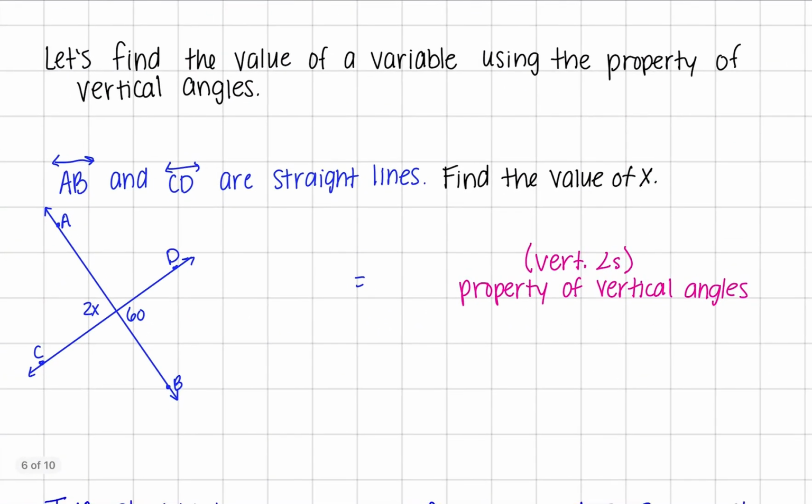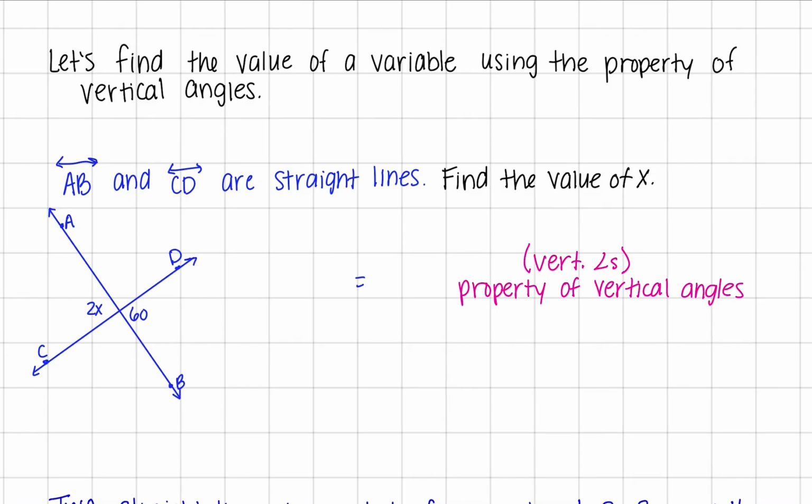Okay? Let's find the value of a variable using the property of vertical angles. So when we're writing this down, I'm having you draw the picture, and I want you to write what I'm giving you, because remember, not all drawings are drawn to scale, so you can only go based on what is given. Okay? And so you are given that lines AB and CD are straight lines. We're also given that this angle is 2x and this angle is 60. Find the value of x.